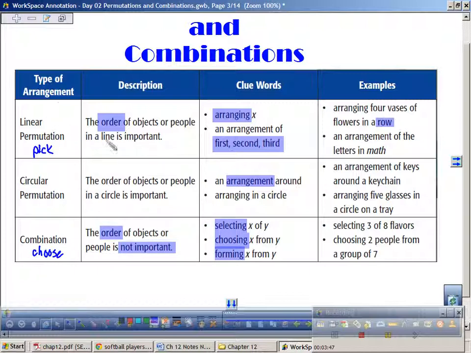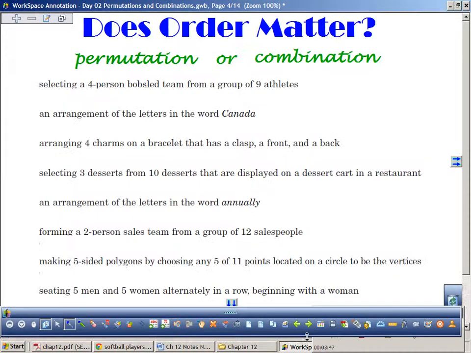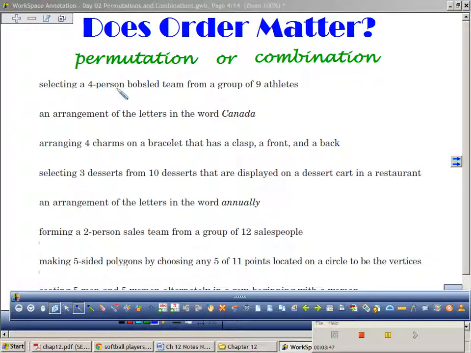This is the hardest part of this stuff, is just distinguishing between which one's a permutation and which one's a combination. So here are some examples over here. Selecting 3 of 8 flavors, choosing 2 people from a group of 7. Okay, so let's practice this. Does order matter, permutation or combination? So I'm going to go ahead and read these and then pause for a second and see if you guys can come up with it. So selecting a 4-person bobsled team from a group of 9 athletes.